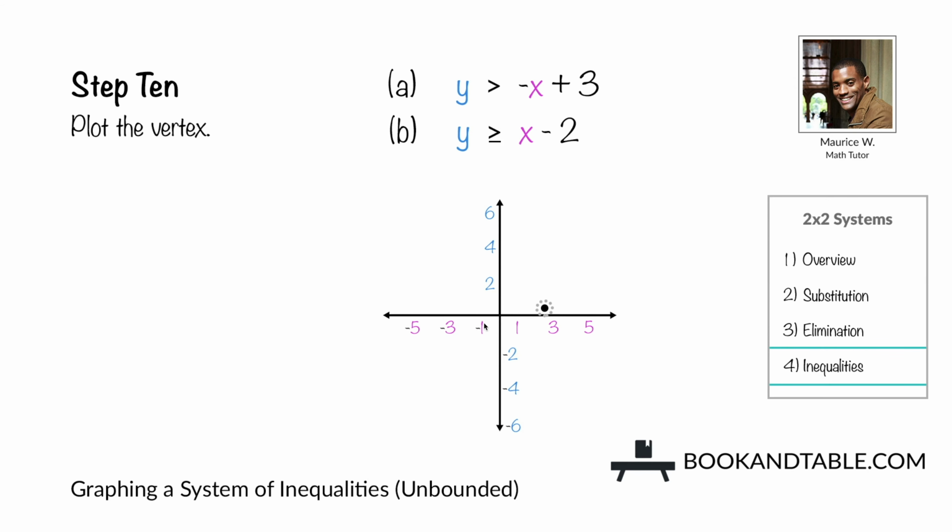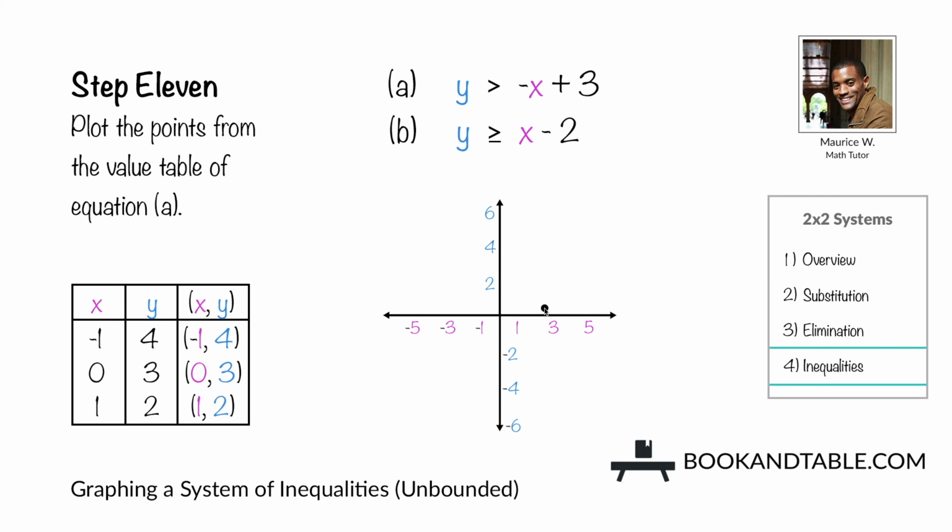So you sketch out a coordinate plane and you plot the point at 2.5 along the x and positive 1/2 along the y. And now you go back to the value table you created for equation A. In step 11, you plot the points from the value table in the coordinate plane. So the first point is negative 1 along the x and positive 4 along the y. The next point is 0, 3. And the third point is positive 1, positive 2.